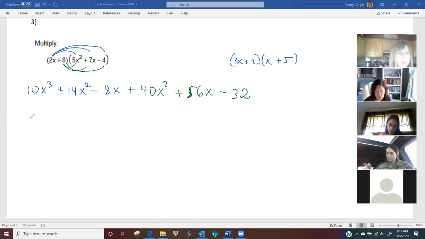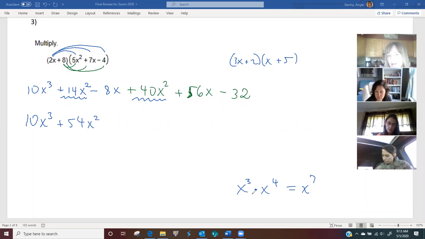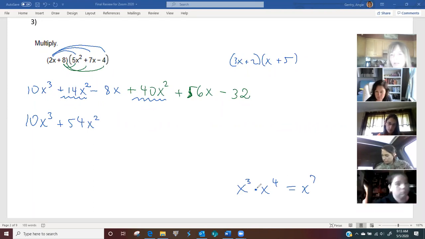And then you combine like terms. So you only have one 10x cubed type of term. Then you have 14x squared plus 40x squared, or 14 apples and 40 apples is 54 apples. Yes? So you're not changing the exponent. If you have an x cubed times x to the 4th, you do get x to the 7th, but that's when I'm multiplying, I add my exponents. Right? When I'm multiplying, I add them. But when I'm combining, I just say 14 apples and 40 apples is 54 apples.